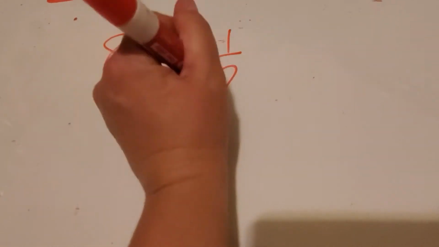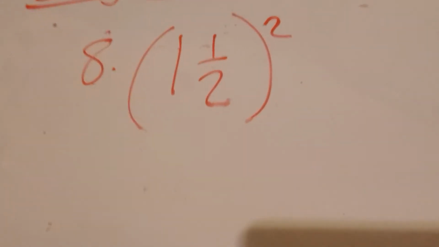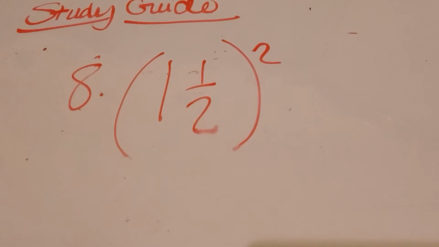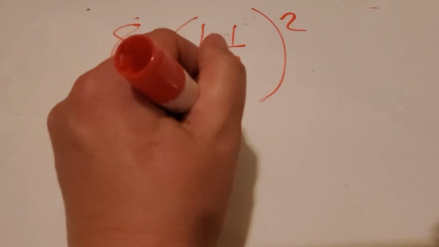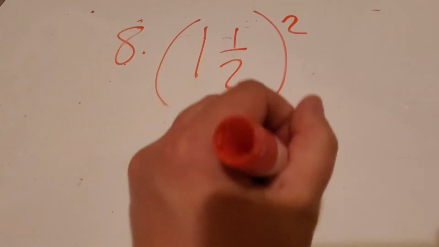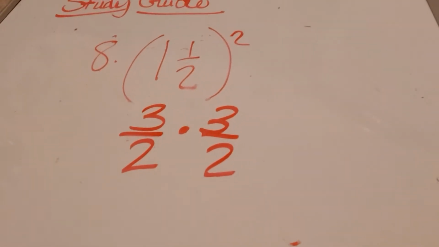For number 8, that's 1.5 squared. I'm going to go ahead and tell you the easiest way to do this one is to make it a mixed number and just multiply it by itself. 1.5 is 3/2. So just say 3/2 times 3/2. Okay.